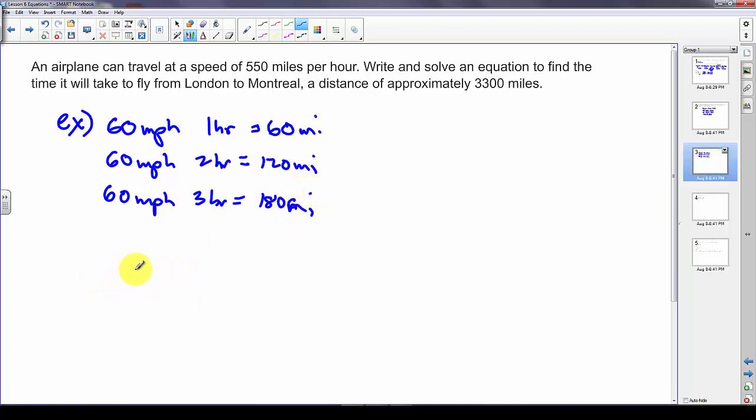So there's a mathematical relationship between what we call the rate and the time. If I multiply those two together, it ends up giving me the distance traveled. So this is commonly known. The rate times the time is equal to the distance. So now I know I have a rate of 550 miles per hour. So I'm going to plug that in for the rate.